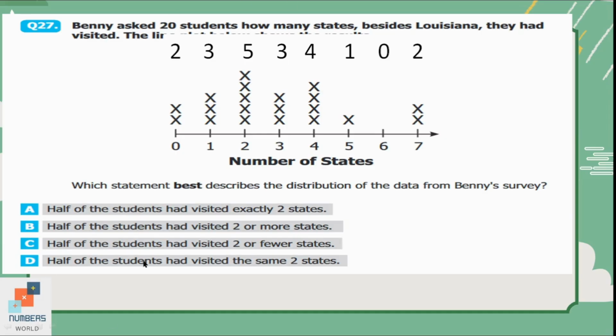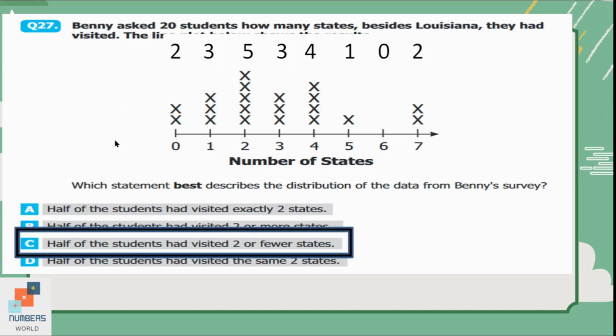Option C is half of the students had visited two or fewer states. So let's count the number of the crosses at 2 and less than it, like 1 and 0. So 5 plus 3 plus 2 is equal to 10. 10 is half of 20. So option C is the correct one. Half of the students had visited two or fewer states.